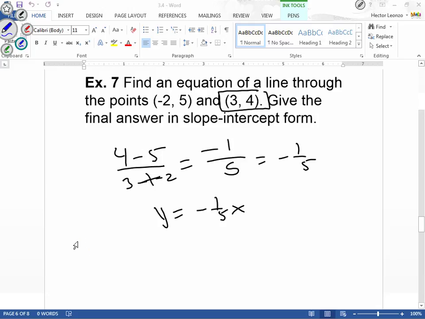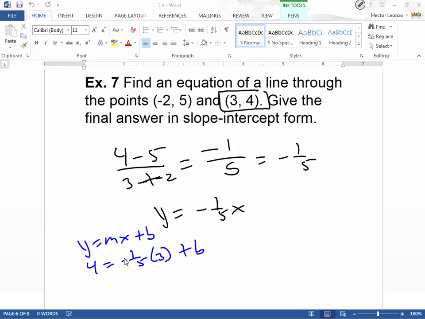I'm going to rewrite the equation y equals mx plus b. Instead of y, I'm going to write 4. Instead of m, I'm going to write negative 1/5. Instead of x, I'm going to write 3, and then plus b. I'm going to do this multiplication. So I have that 4 is equal to negative 3/5 plus b. So I'm going to move this to the left as plus 3/5. I notice that I have a fraction and a whole number, so it's easier to make them both into fractions.